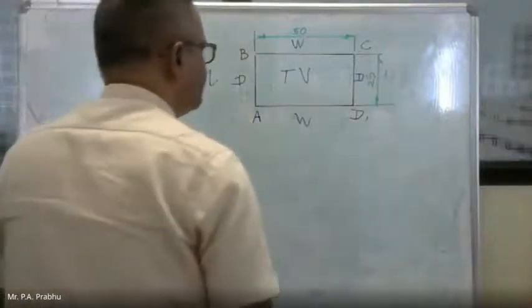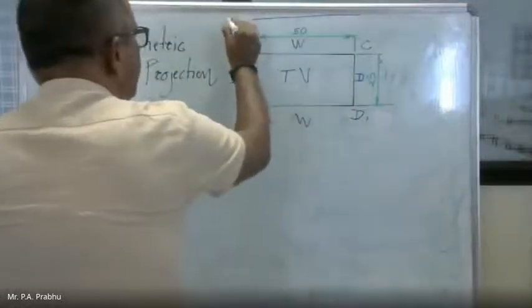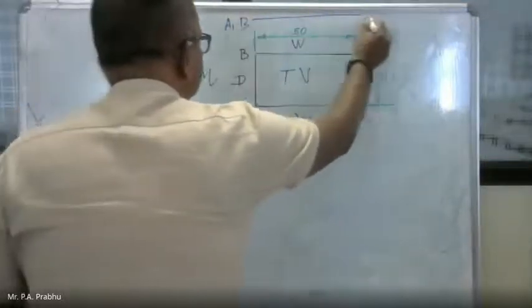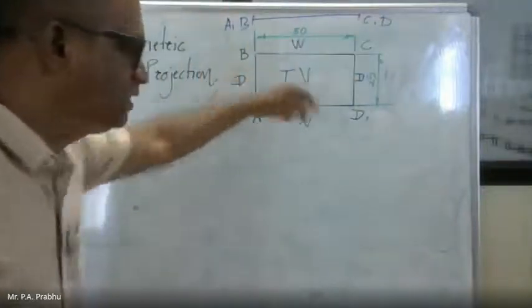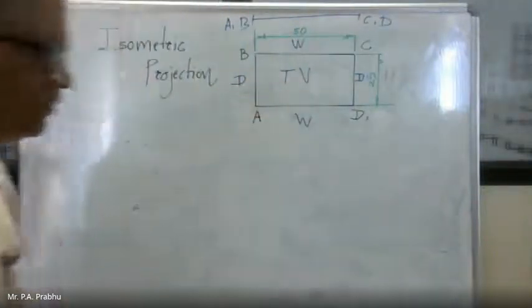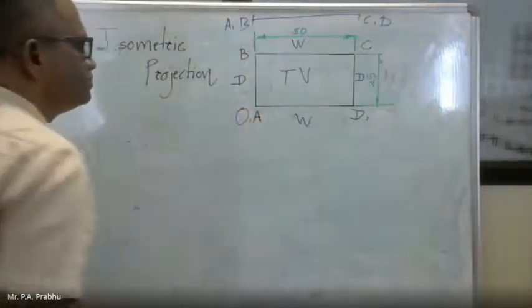If the front view is given, it will look like a plain single line, here AB and here CD. And the top view is a rectangle. Suppose O is given here at this point.